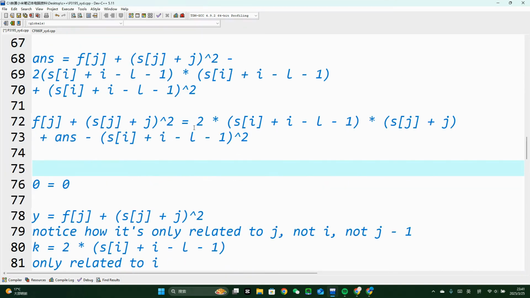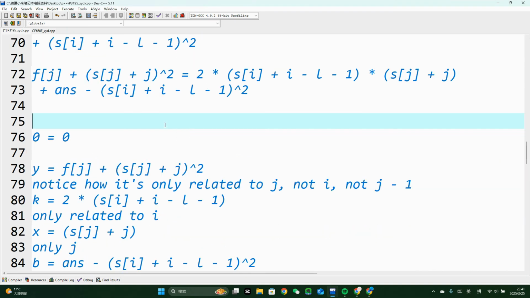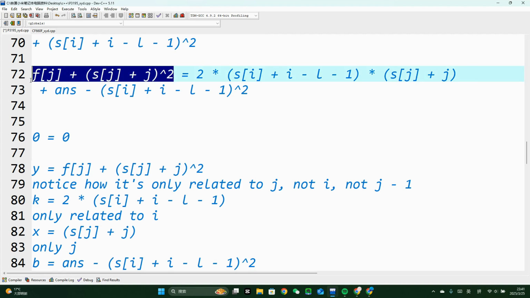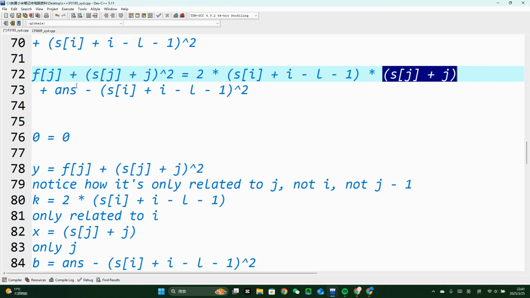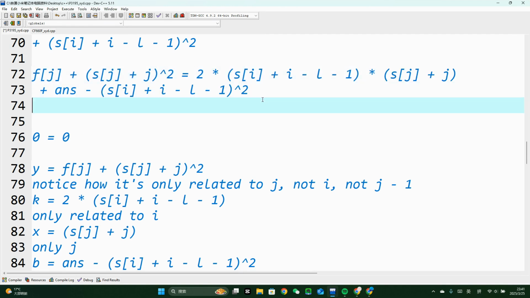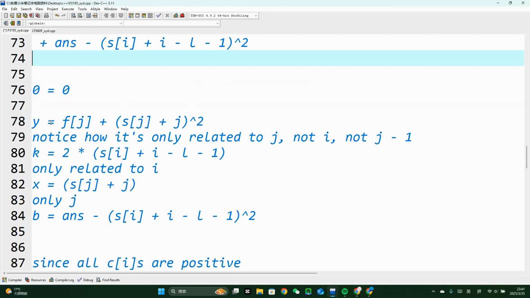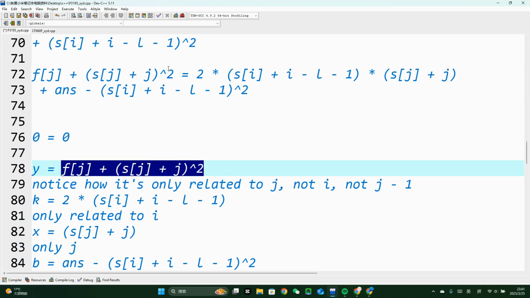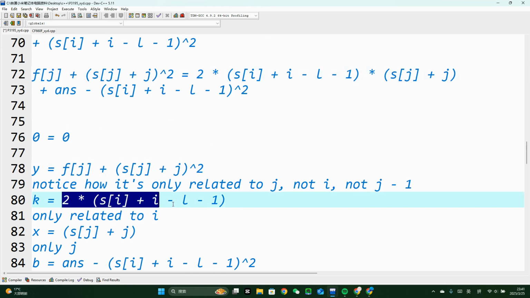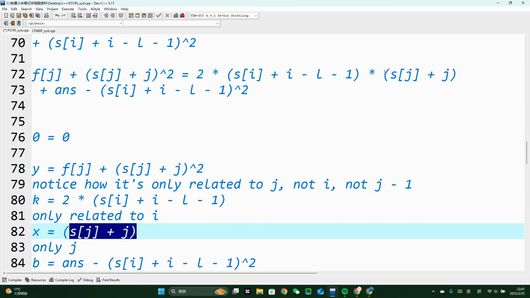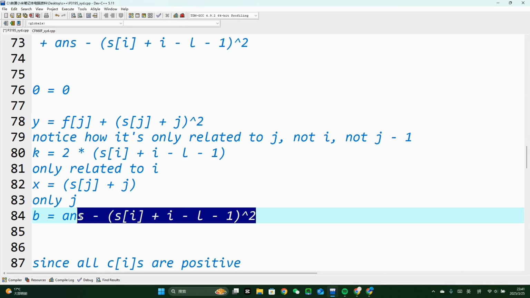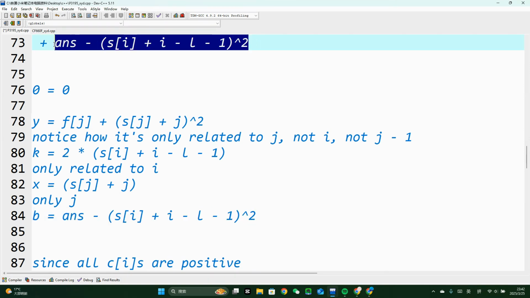But notice how it's kind of like in the form of an equation for a line. So this is the y coordinate, and we have the slope, we have the x coordinate, and we have the y-intercept. Does it kind of look like that? So we have basically y equals this thing, that's this part. We have k, which is the slope, equals this part. We have the x value, this, and we have the y-intercept down here.